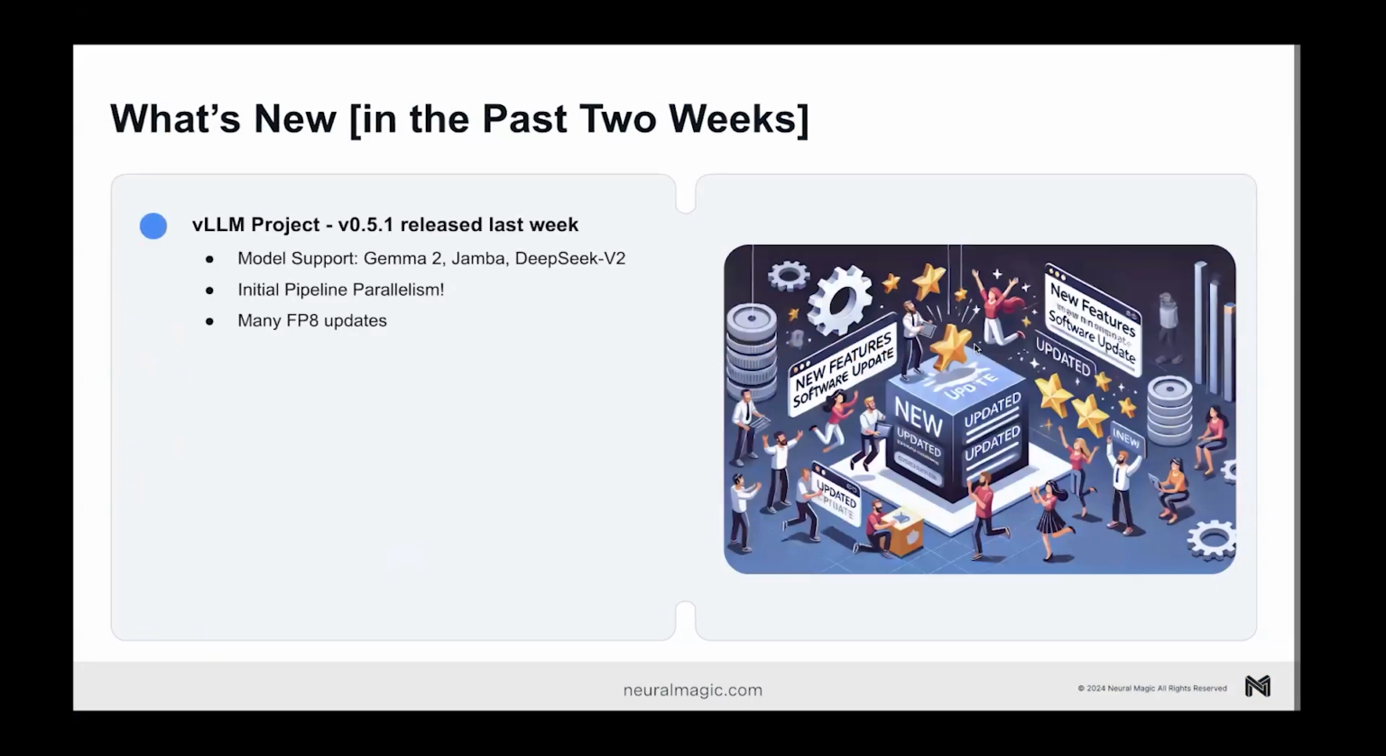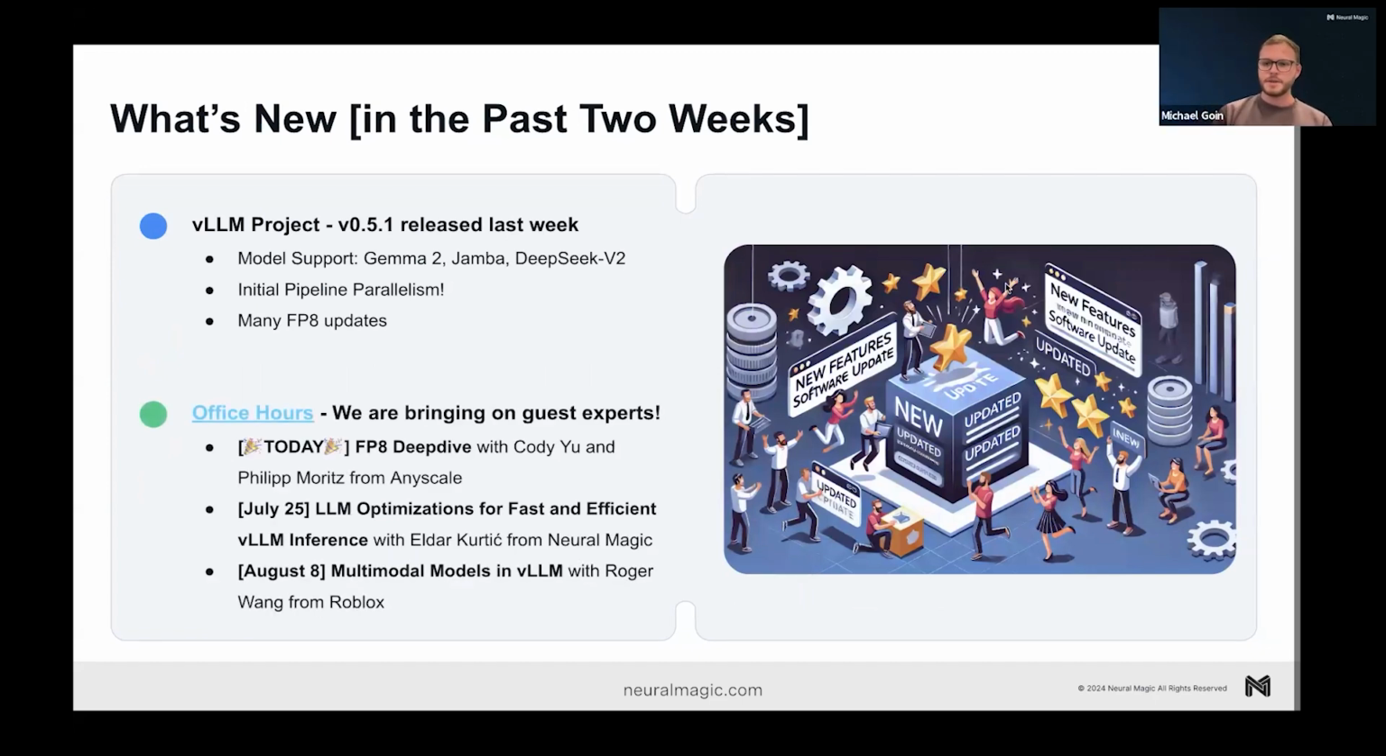So to kick us off, I'm just going to go over what's new. Obviously, there was a big release for vLLM. We had 0.5.1 last week. We supported a lot of new models that we'll go into more detail later on, and initial support for pipeline parallelism, which is a really big feature. Not performant yet, but it'll be especially important for some of the big 400 billion wink wink models coming soon. And we have many updates to FP8, which, as Sasha mentioned, Cody and Philip from Anyscale will be going over the current state in vLLM.